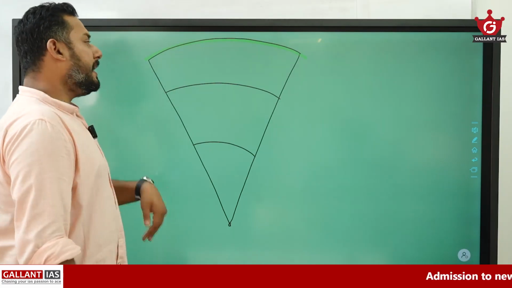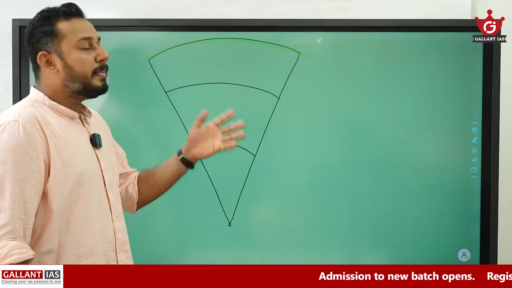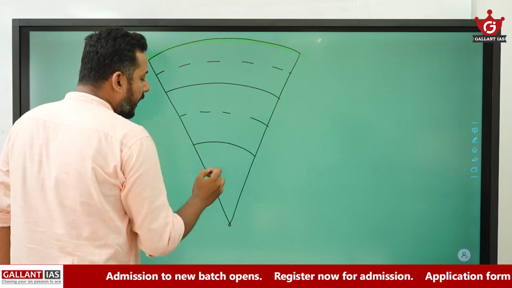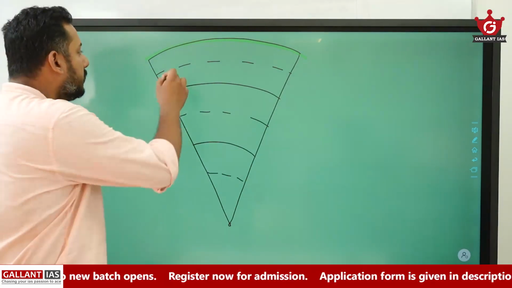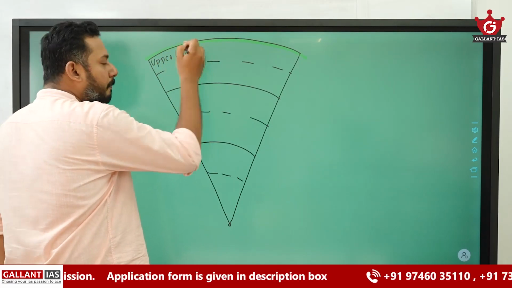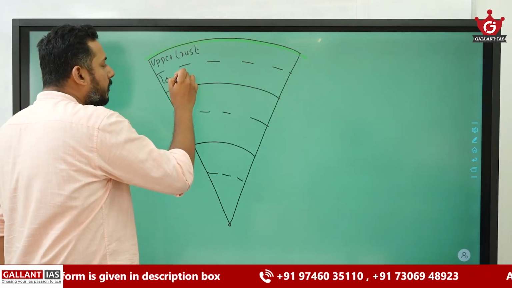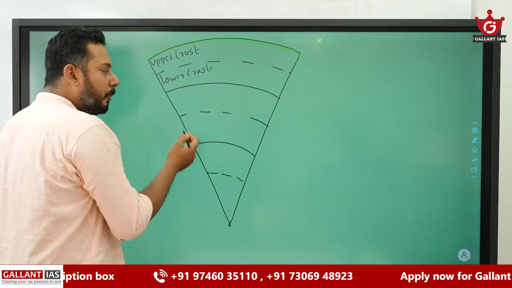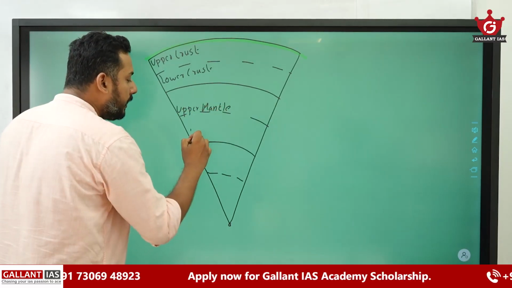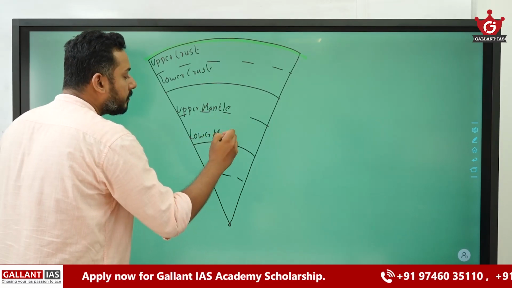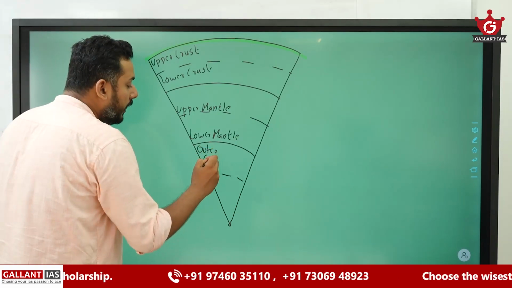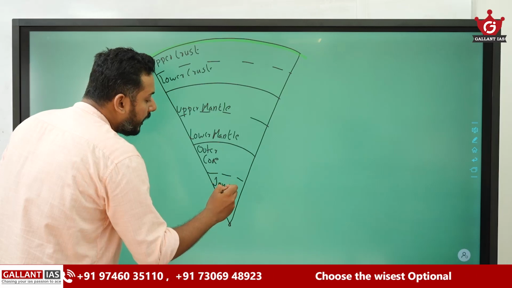Okay. So I'm again dividing the crust, mantle, and core. I'm dividing the crust into two, mantle into two, and the core into two. The upper portion of the crust is called the upper crust. Lower portion of the crust, lower crust. Upper portion of mantle, upper mantle. Lower portion of the mantle, lower mantle. Upper portion of the core, we call it the outer core. Inner portion of the core, we call the inner core.